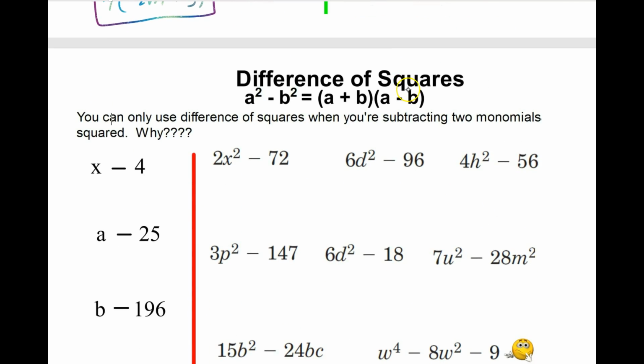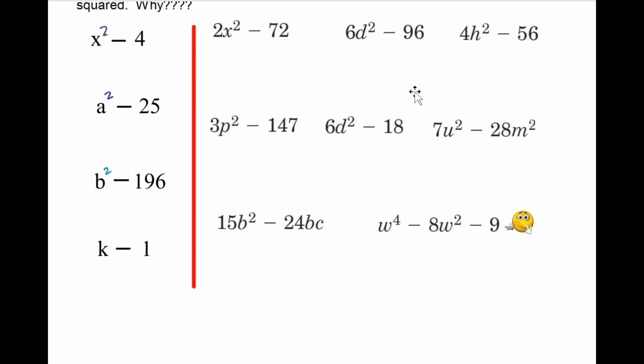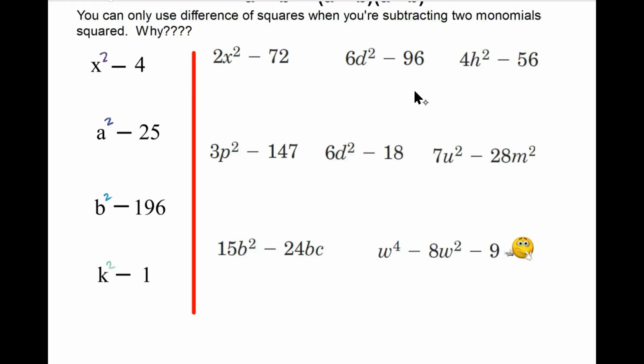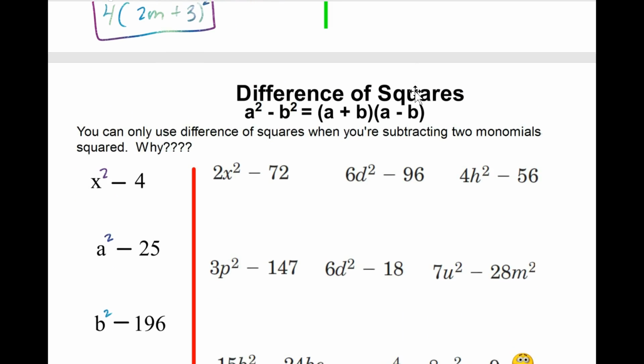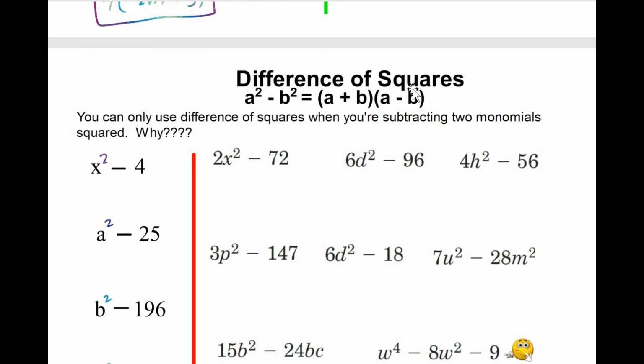Difference of squares. So we added a square here, we added a square here, we added a square here, and we added a square here. So when we are subtracting two monomials, which makes a binomial, we are asking ourselves, can this be the difference of squares? Is this the difference of squares? That's what we ask ourselves.